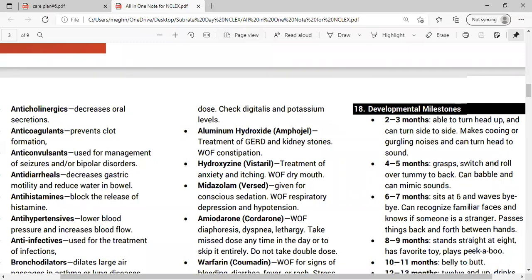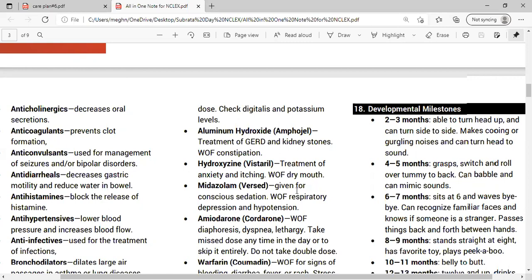Aluminum hydroxide we use to treat GERD, which means gastroesophageal reflux disease, and also kidney stones. Hydroxyzine treats anxiety and itching. Midazolam is given for conscious sedation; watch for respiratory depression and hypotension.